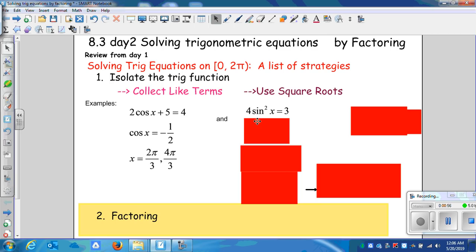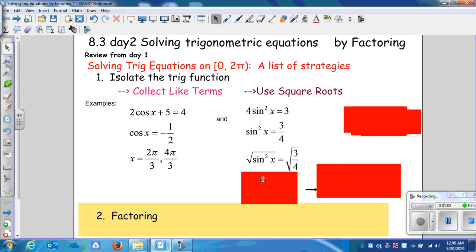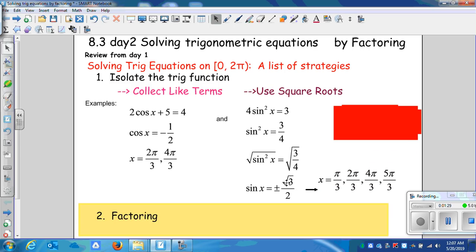The second example has a squared function, so ultimately you're going to be taking the square root. To solve this equation, you divide both sides by 4, and then you take the square root of each side. The square root of sine squared x is sine x, and then the square root of 3/4 is plus or minus the square root of 3 over 2, because in the context of solving an equation, you have plus or minus 2 roots. These fall within the range of negative 1 to positive 1 inclusive, so there are 4 solutions in this case. There's 1 in each quadrant: pi over 3, 2 pi over 3, 4 pi over 3, and 5 pi over 3. So that covers everything that we had done on the first day.